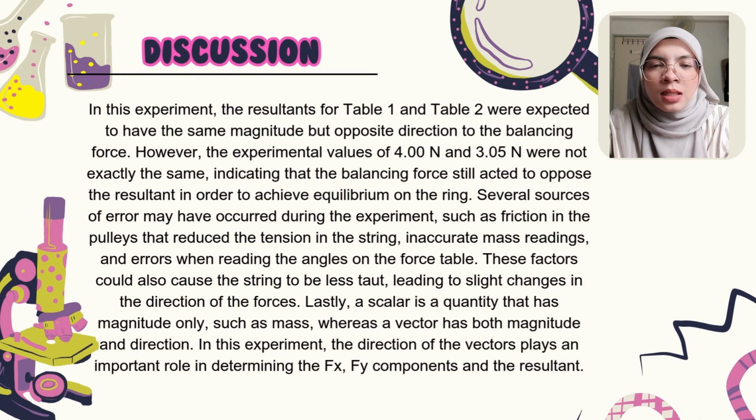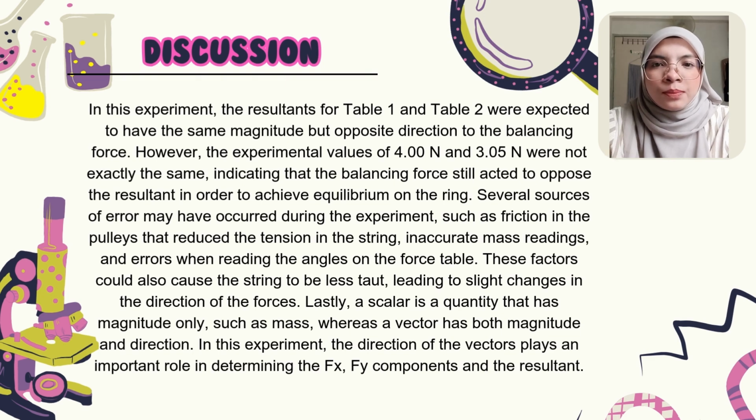Okay, the next slide is the discussion. In the experiment, the results for table 1 and table 2 were expected to have the same magnitude but opposite direction to the balancing force. However, the experimental values of 4.00 and 3.05 were not exactly the same, indicating that the balancing force actually acts to oppose the resultant in order to enable equilibrium of the system.